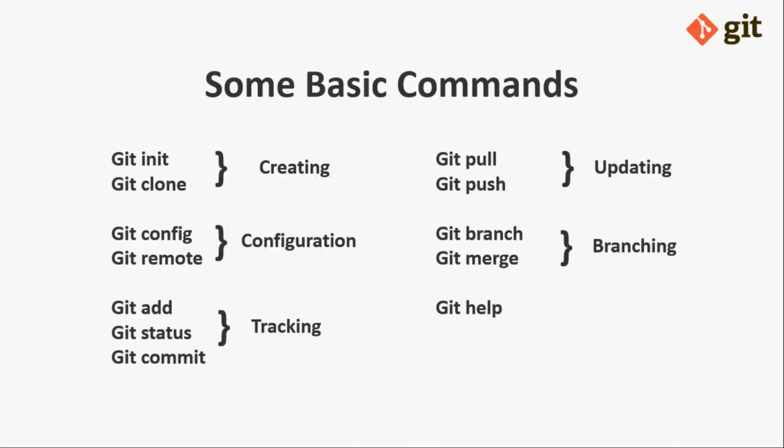Let's take a look at some basic Git commands. Over here you can see that I have created them in some form of groups, but this is just for you to easily understand what these commands are associated with and what they do in Git. Now we have git init. Git init allows you to initialize a Git repository on your local machine. So if you want to open or start a new Git repository, you use the git init command.